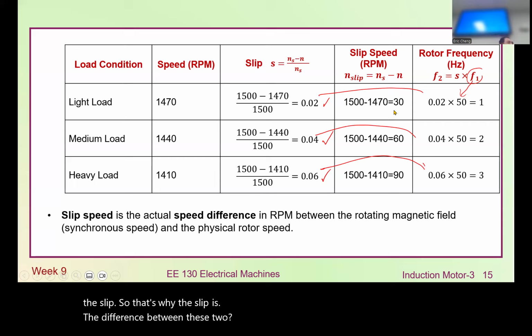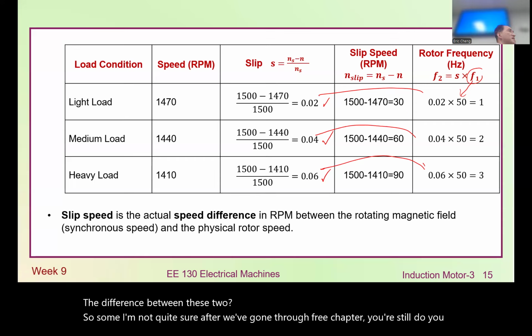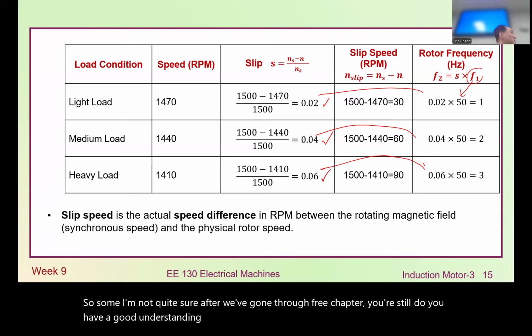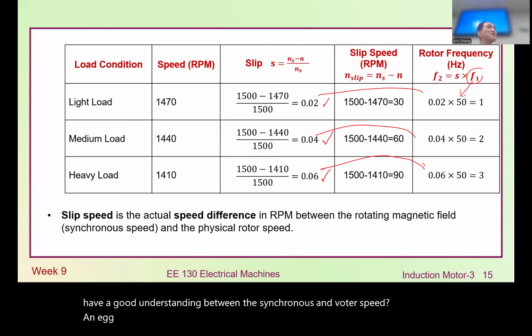I'm not quite sure, after we've gone through 3 chapters, whether you have a good understanding of the synchronous speed, the rotor speed and the air gap field. There are a few new jargon terms in here, right?